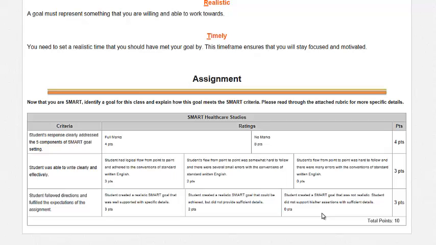The next video that you will want to look at are a couple examples of students who turned in work and how they will be graded using this rubric. You need to watch these videos in order to understand how you will be graded using rubrics in the future.